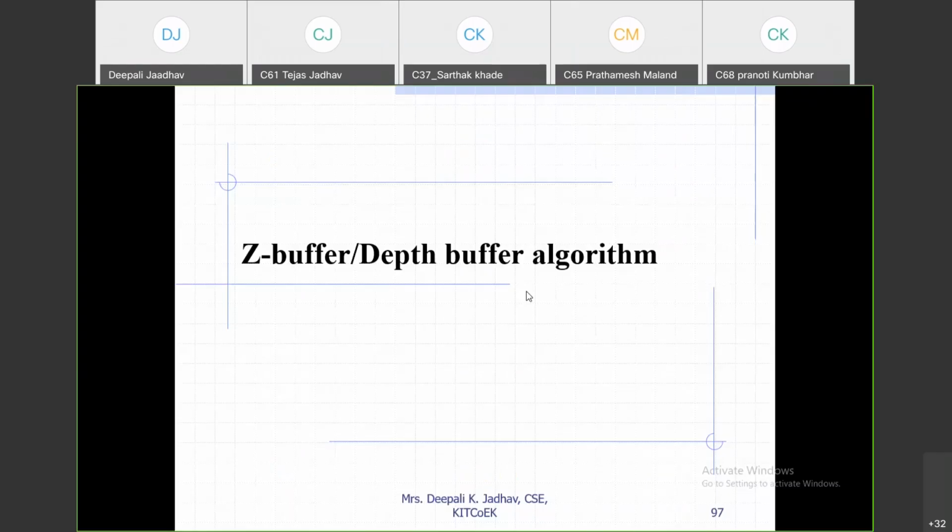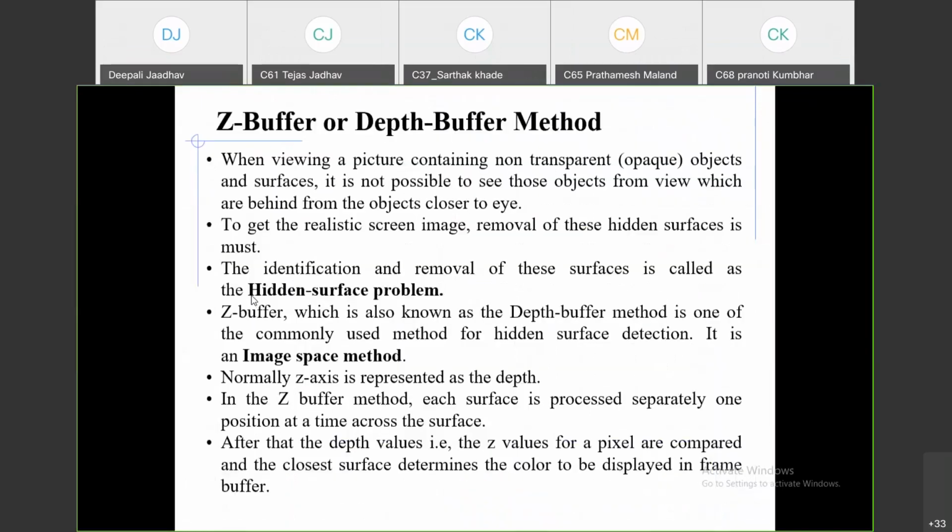So let's start with the Z buffer, which is also known as the depth buffer algorithm. Both the algorithms that we are going to see, Z buffer and depth buffer, are very simple algorithms. For which purpose is the Z buffer method used? Normally it is used to identify and remove the hidden surfaces.